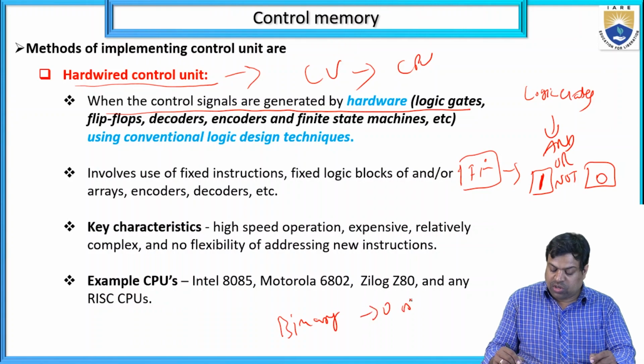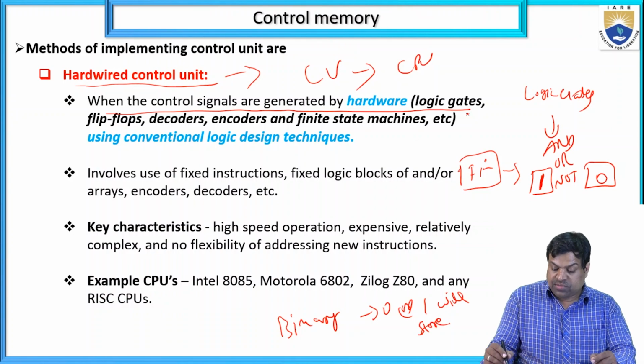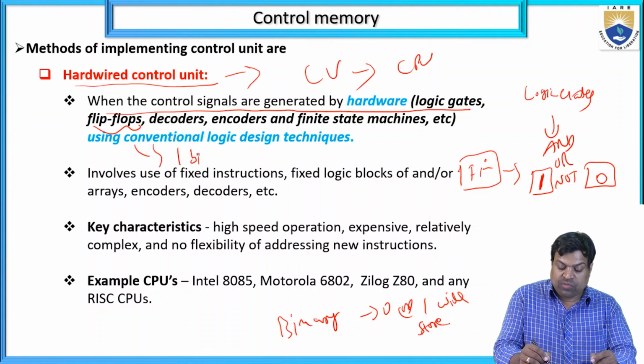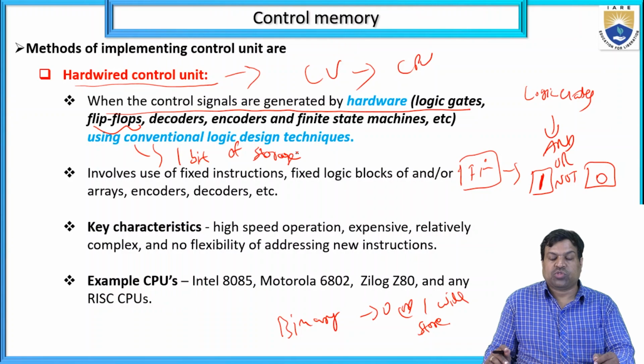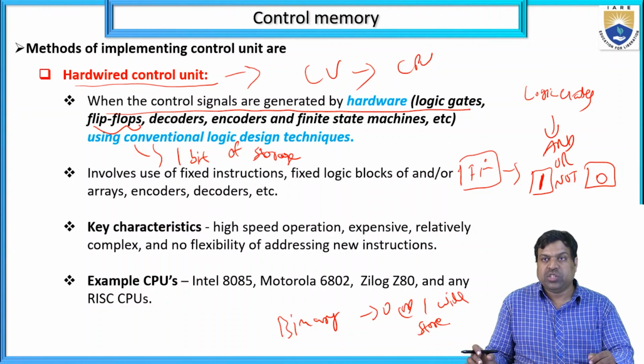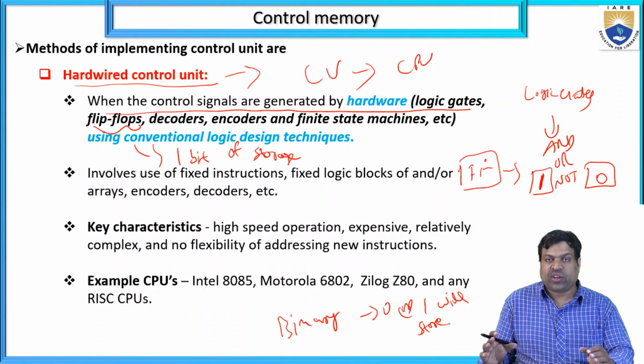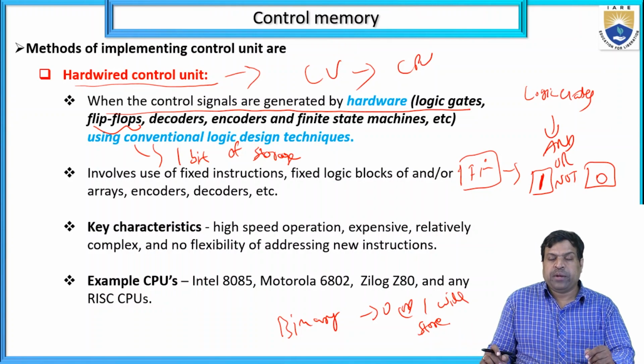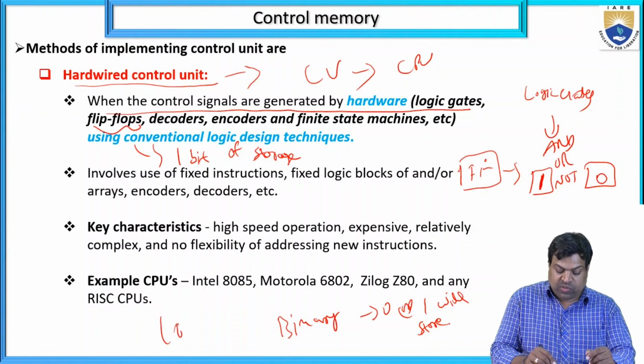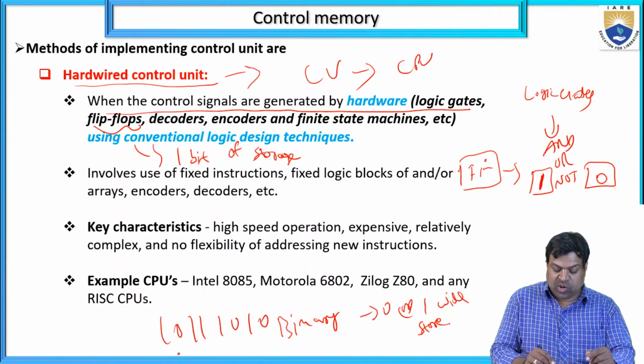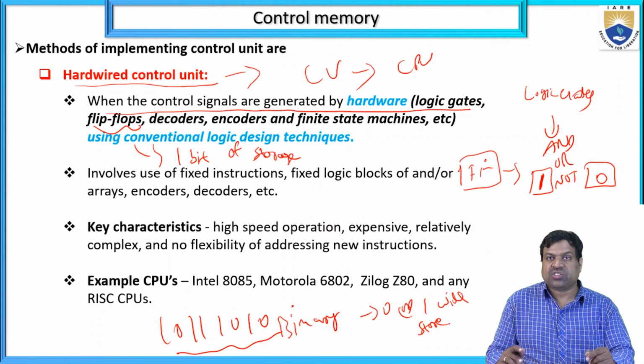Binary 0 or 1 will be stored. So a flip-flop means only 1 bit of storage. Suppose I want to store 8 bits, then I need 8 flip-flops, or a register. A set of flip-flops is called a register. So 8 bits, like 10101110, how many are there? 8 bits are there. So it is a register. Only 1 bit of information is stored in a flip-flop. And already we know the decoder and encoder.